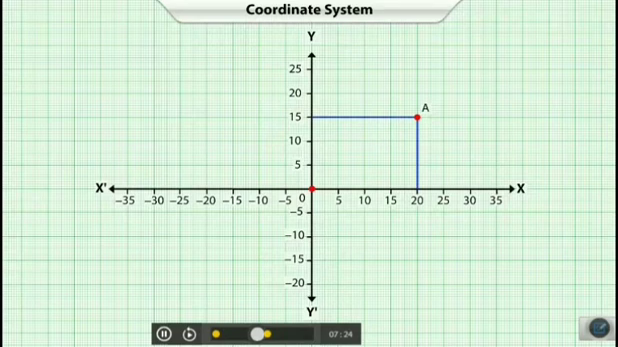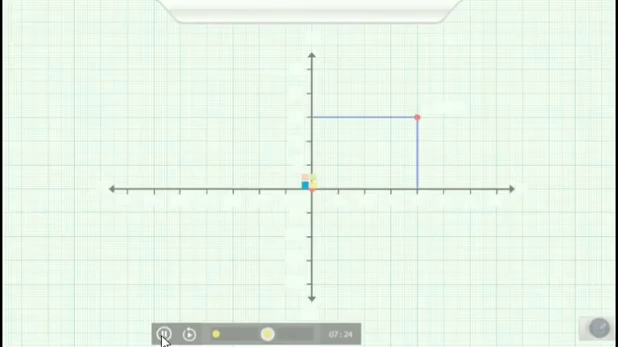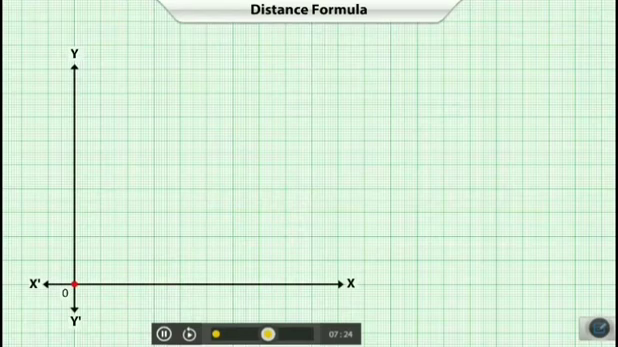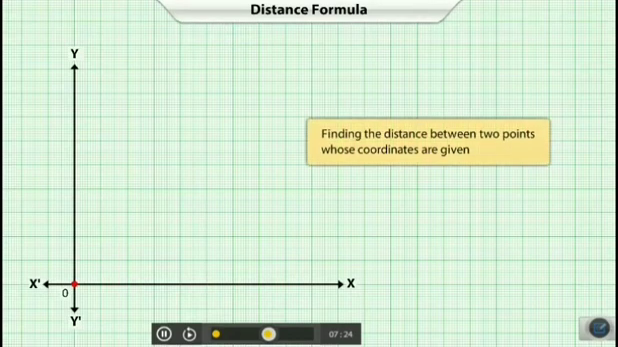So we can say that the x-coordinate of point A is 20 and its y-coordinate is 15. When specifying the coordinates of a point, its x-coordinate is written first, followed by its y-coordinate. Now, let's use the coordinate system to derive a formula for finding the distance between 2 points whose coordinates are given.